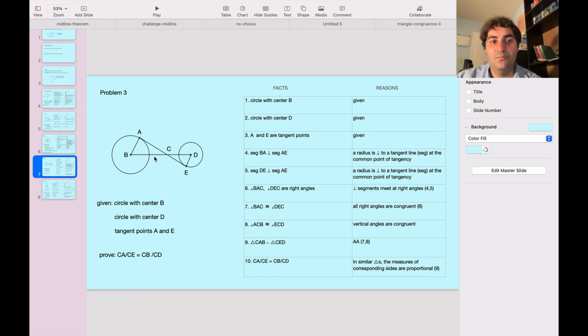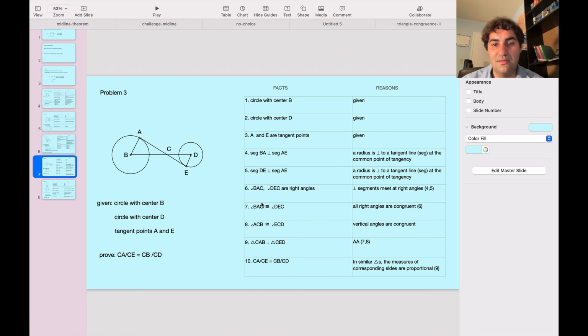So angle BAC and angle DEC are both right angles because perpendicular segments meet at right angles. Therefore, angle BAC is congruent to angle DEC because all right angles are congruent. Angle ACB is congruent to angle ECD because these are vertical angles, right? They have this hourglass kind of shape, and there's this vertex right here, the common point, C.